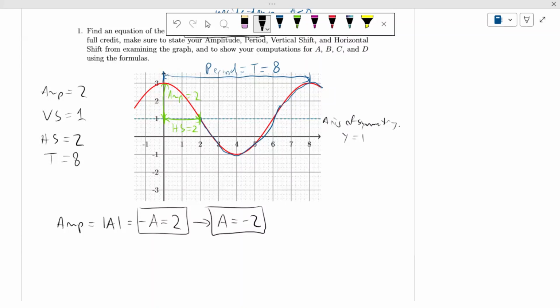So the amplitude is 2, but the amplitude is also negative A in this case. Why is it negative A? Okay, let me explain that. The absolute value of A is what the amplitude is. But what is the absolute value of x? It's a piecewise function. It's equal to x if x is positive, or greater than or equal to 0, and it's equal to negative x if x is negative. If you have a negative number, multiplying it by -1 makes it positive. So the absolute value of A will be equal to negative A because A is a negative number.